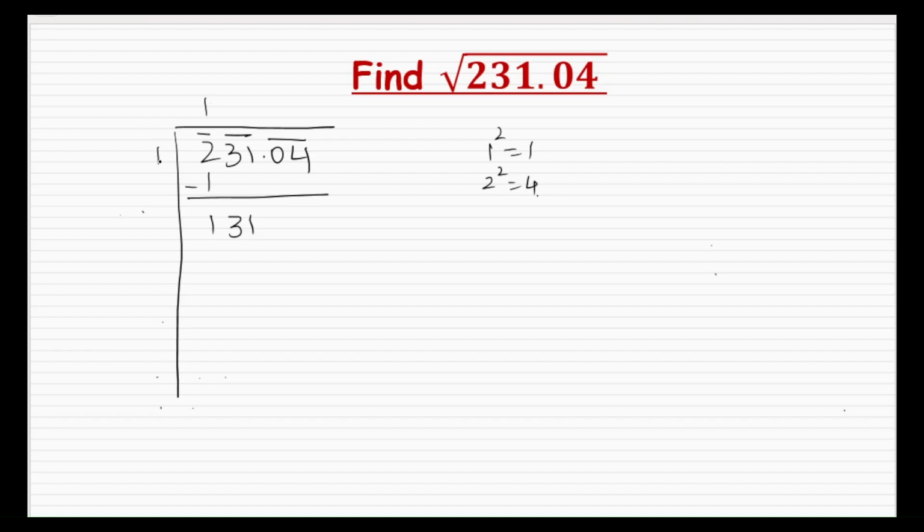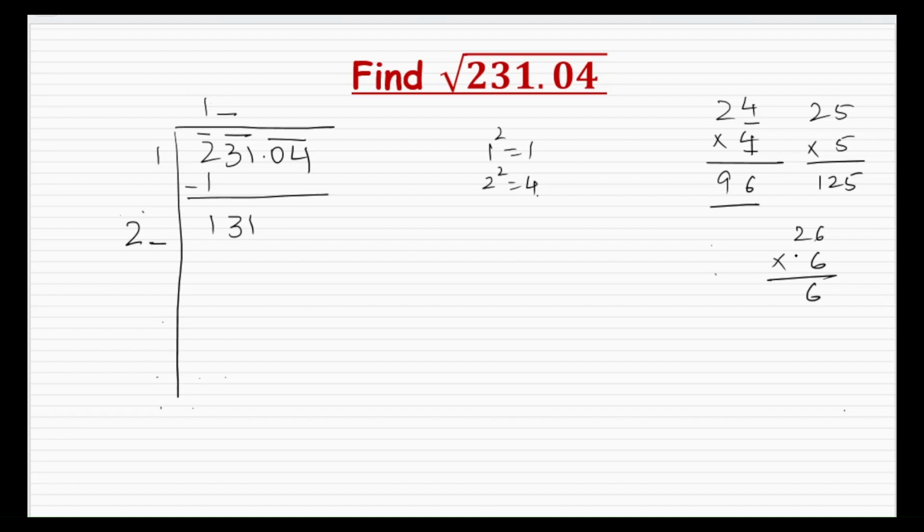Now double this 1 and 1. 1 plus 1 is 2. I am looking for some number, the same number, which gives me 131 or less than 131 when multiplied. If I do with 4, 4 times 4 is 16, 4 times 2 is 8, 96, it's smaller. I can do with 5. Let's check it. It gives me 125, and 26 times 6 would be 6 times 2 is 12, plus 3 is 15. So this one's bigger, so I'll stick to 125. So 25 times 5 is 125. 131 take away 125 is 6.